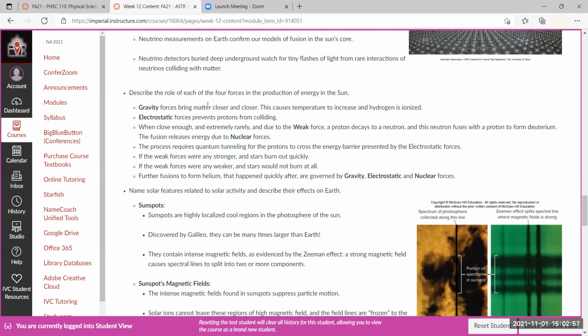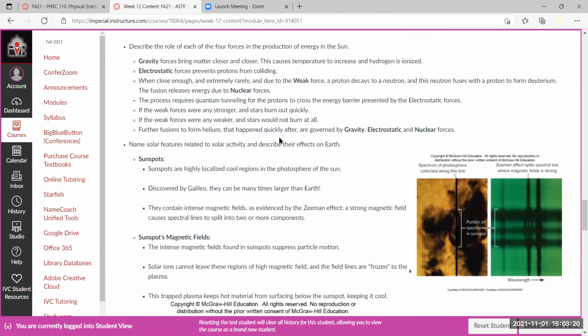This is a very rare event. It actually happens once in a billion years or so. But given the sheer amount of protons in the sun, that is enough for it to stay lit for many billions of years, and billions to come. The next processes are extremely fast. And so that's basically all the forces involved in here.